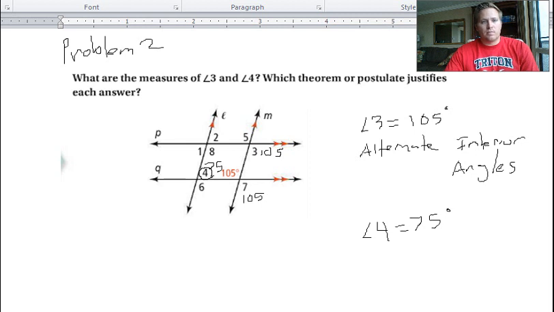And what is the reason? We would say same side interior angles.